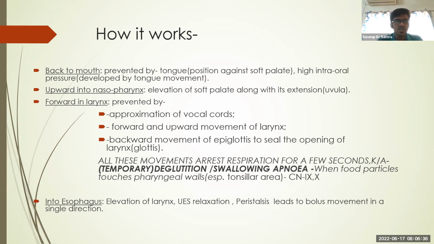In the larynx, it is prevented by the approximation of the vocal cords, forward and upward movement of the larynx, and backward movement of the epiglottis to seal the opening of the larynx. All these movements arrest respiration for a few seconds, which is known as deglutition or swallowing apnea. It is mainly controlled by the glossopharyngeal and vagus nerves. In this way the food particles are prevented from going into the mouth, nasopharynx or larynx, and are forced into the esophagus.